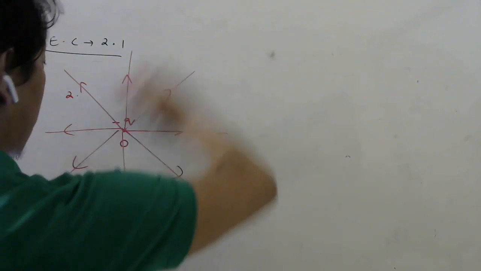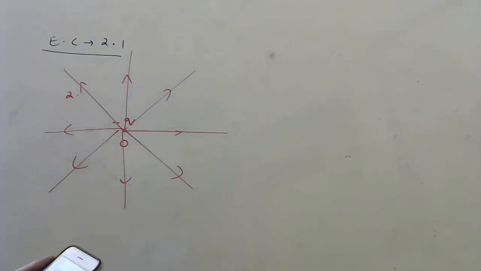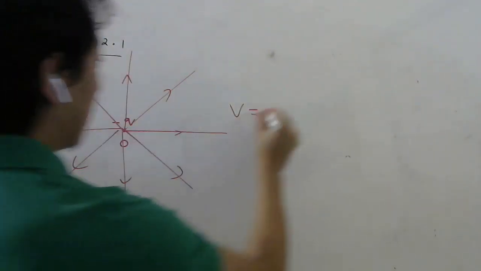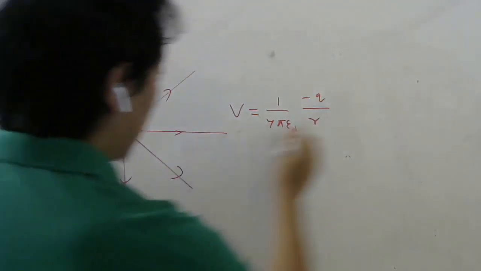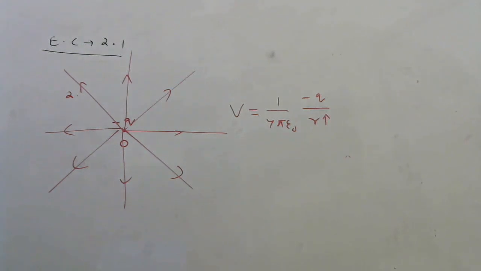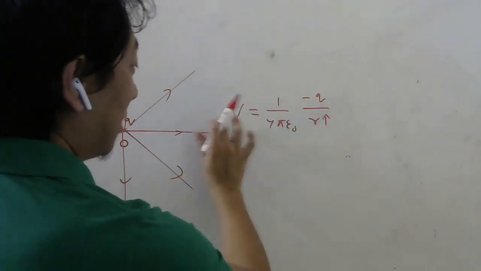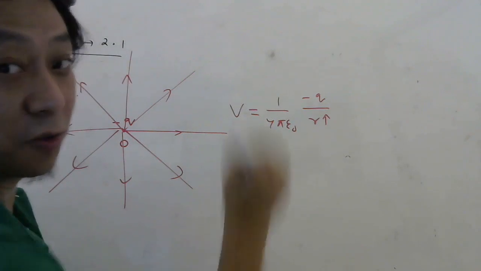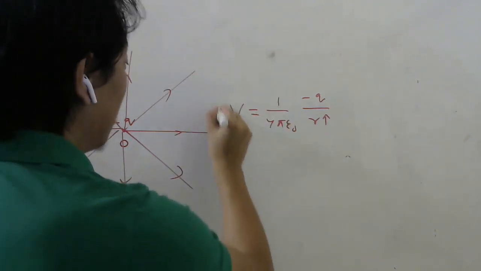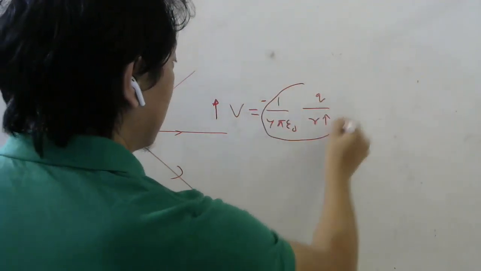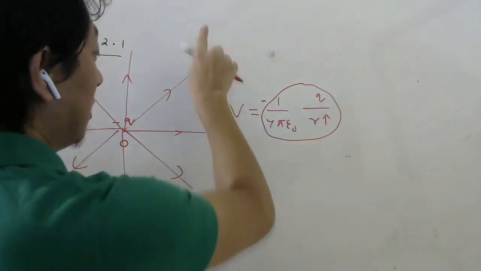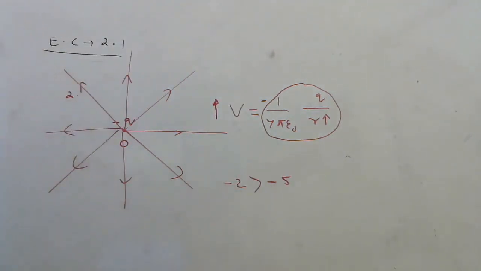As you move away, they are asking what happens to the potential: increases or decreases. Already we have discussed the potential due to a negative charge. How will you write? 1 by 4 pi epsilon naught, minus Q by R. When you move away, R increases. So you may think this will decrease because it is inversely proportional. But please understand there is a minus sign. So minus of a decreasing number is actually an increasing number. Understood? When R increases, I know this term will decrease, but minus decreasing means actually increasing. Minus 2 is greater than minus 5. Already we have understood. So the potential will increase.